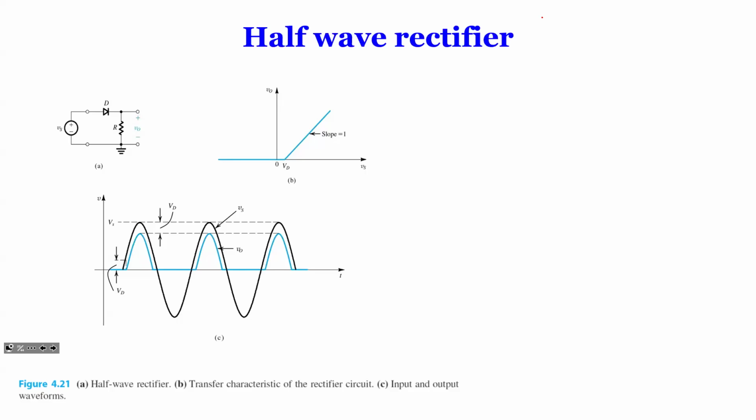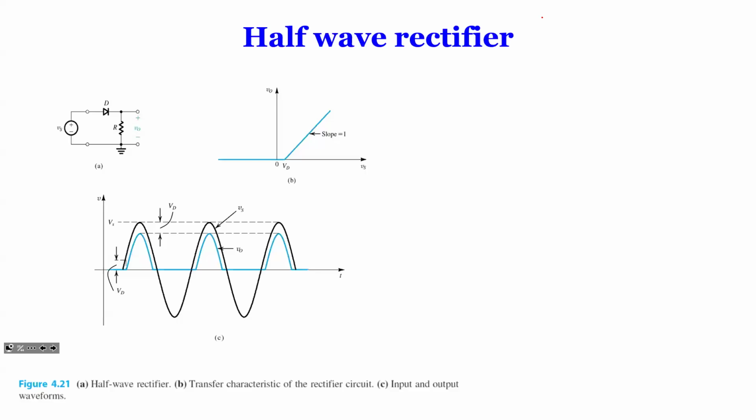If the black line is less than 0.7 volts, your diode is off, so it won't conduct. Once it goes over 0.7 volts, you start to have current going through the load resistance. But it's minus 0.7, so the difference from the peak input to the peak output is 0.7. When the voltage is negative, your diode is off. Therefore, you have this half wave.